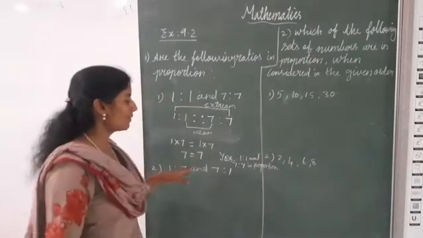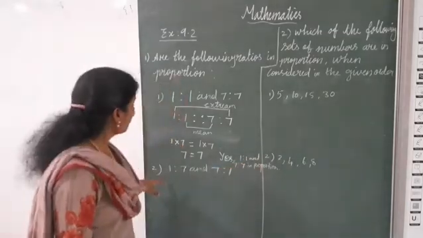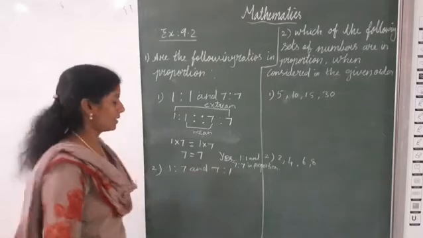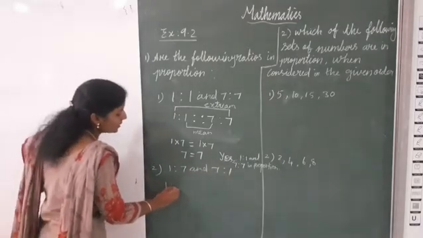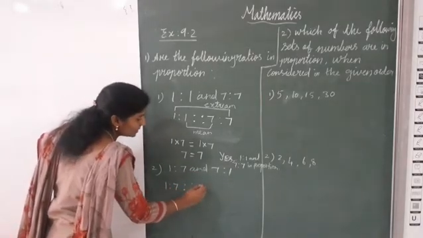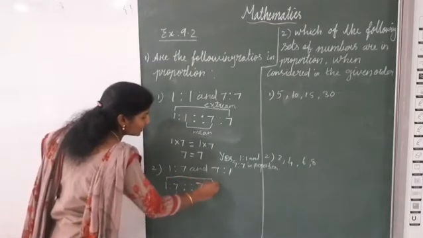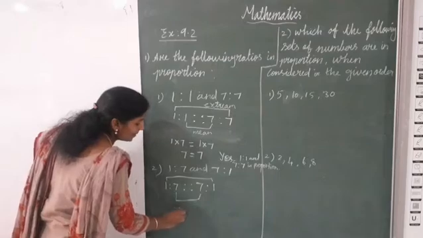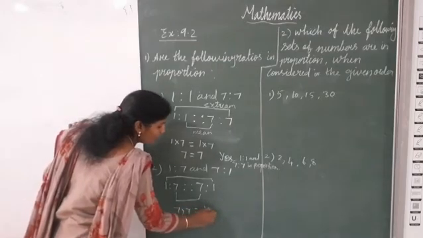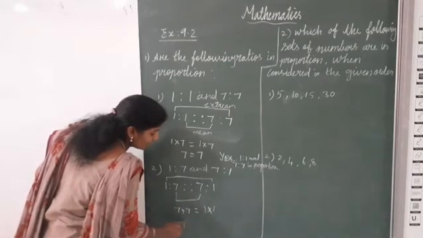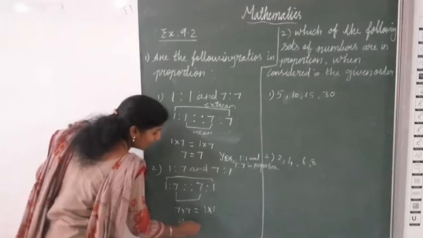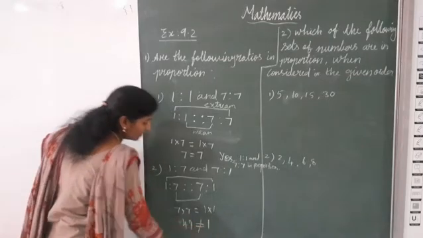Okay, 7 is to 7 in proportion. Now 1 is to 7 and 7 is to 1. Now here 1 is to 7 is us, 7 is to 1. Now we can use product of means is equal to product of extremes. 7 into 7 is equal to 1 into 1. 7 sevens are 49, which is not equal to 1.